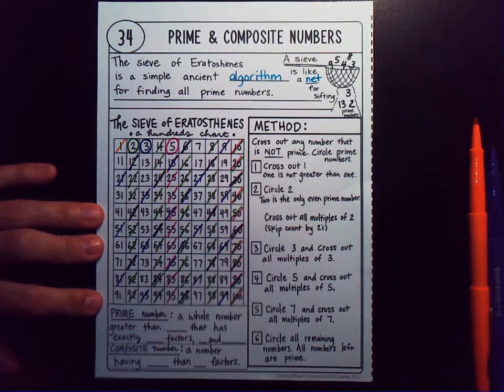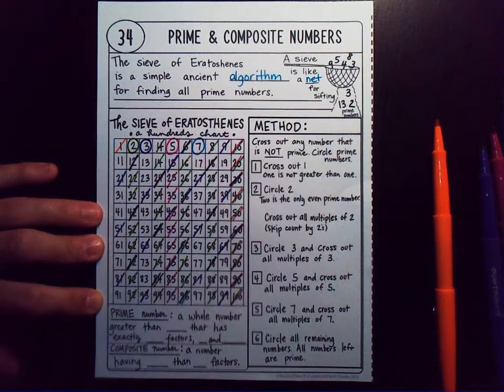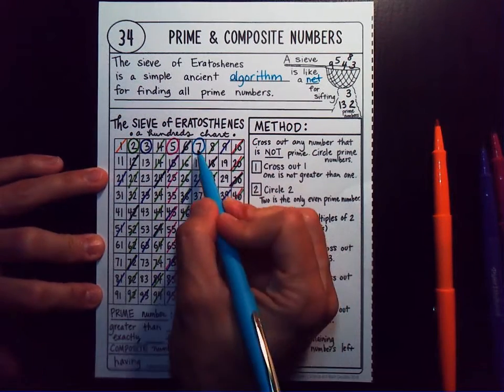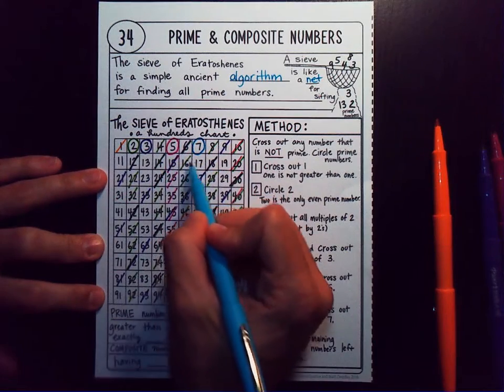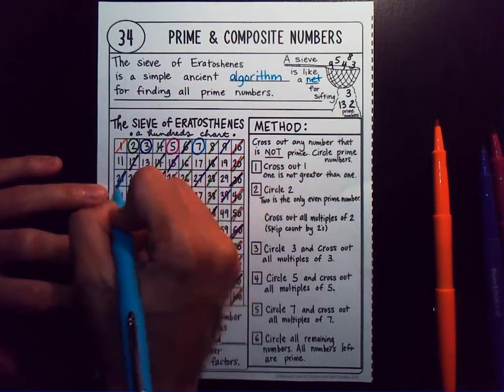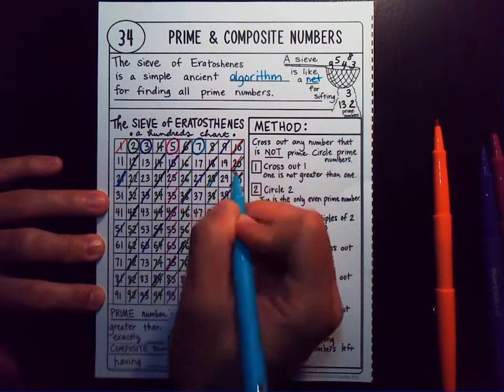Next, 7 is my next prime number. However, all of the multiples of 7 are not prime, so I need to go through and cross off all of my multiples of 7. I know 7, 14, count off 7 more, 21, 7 more, 28, 7 more.